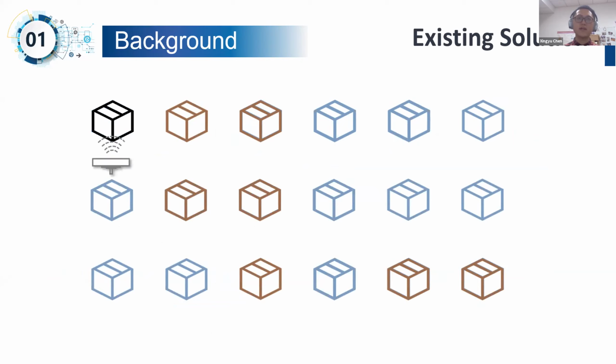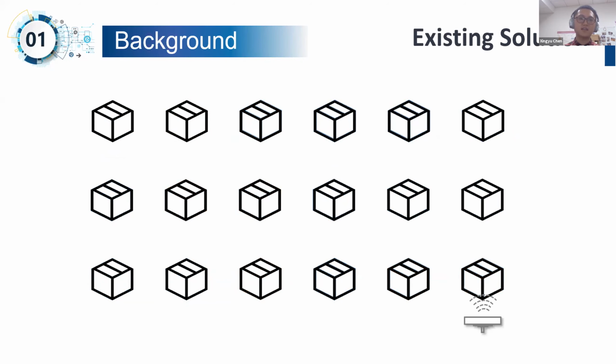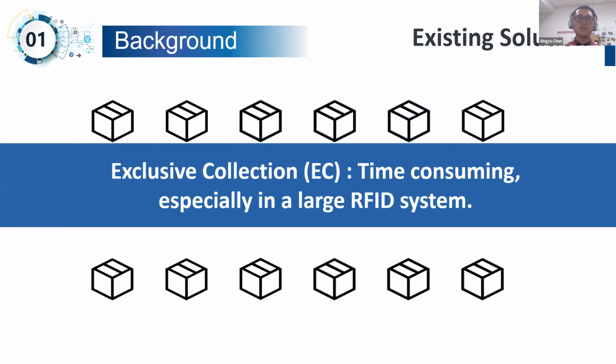In the traditional way, we need to collect each tag exclusively, one at a time. We collect the first tag, the second, third, and the last. After collecting data from all tags, we know which tags are the targets. This kind of collection is referred to as exclusive collection. This works, but is not efficient, especially in a large RFID system with a lot of tags.